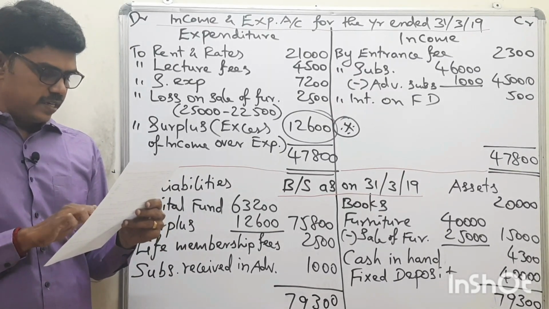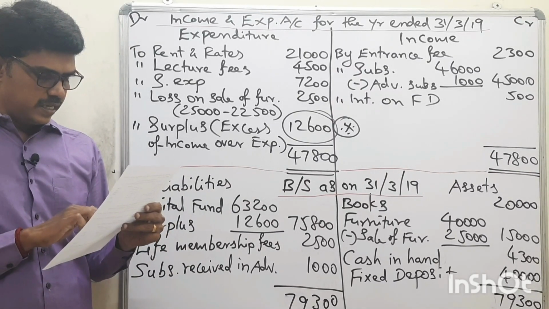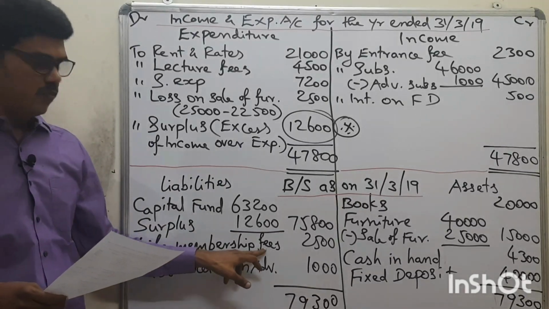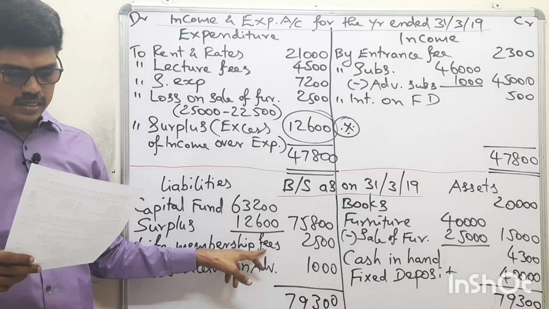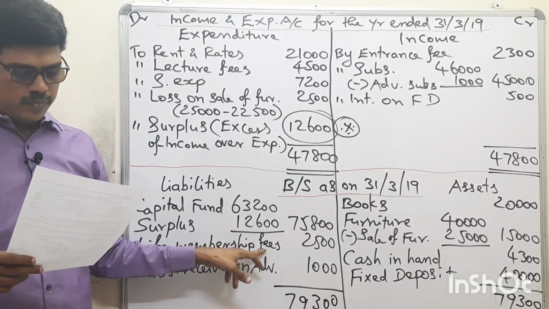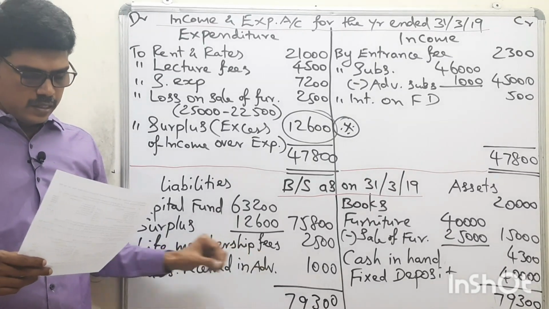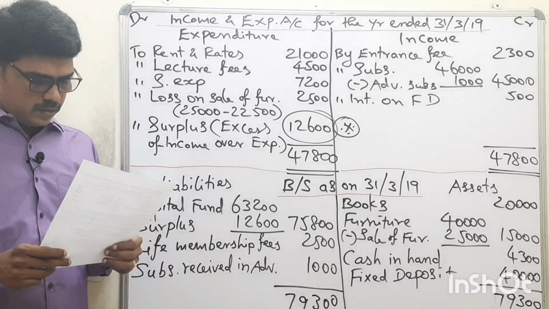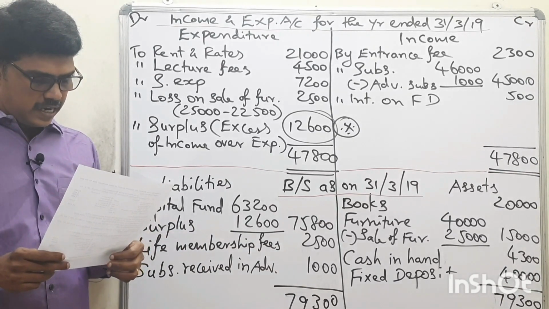Entrance fee is income, subscription is income, but life membership fee is a liability. This is a one-time receipt received from each member joining the club. Life membership fee is a liability. Then interest received, and sale of furniture.